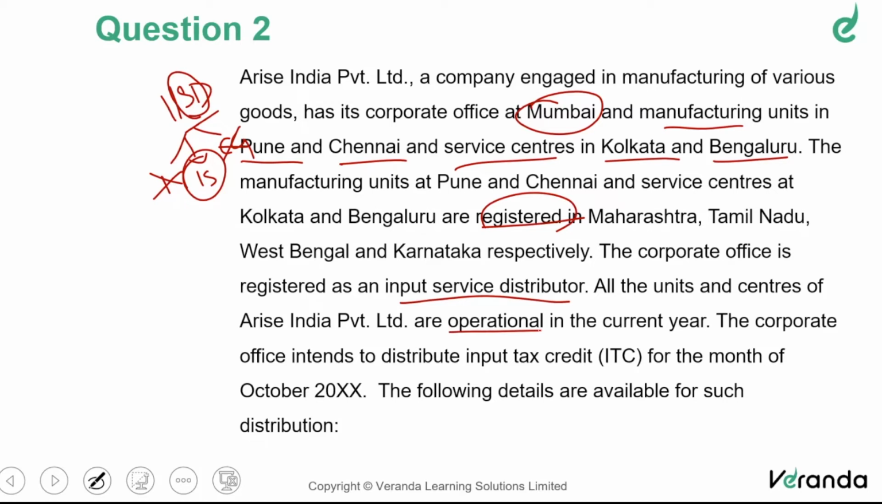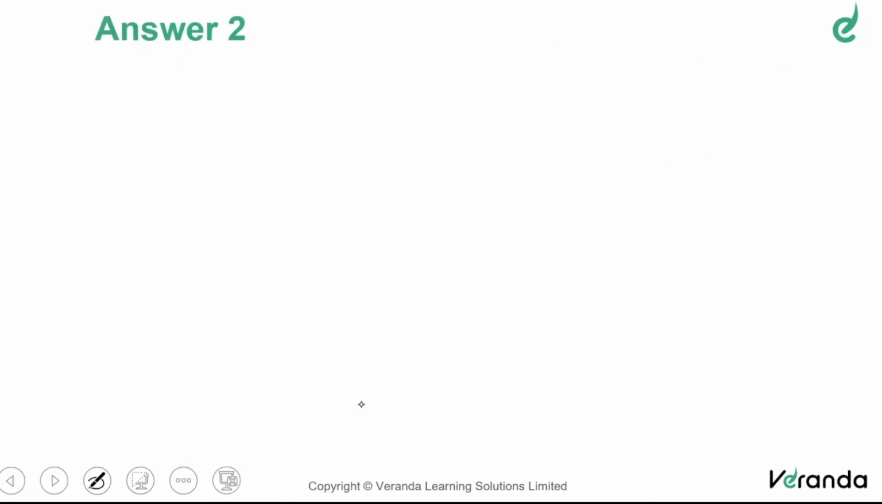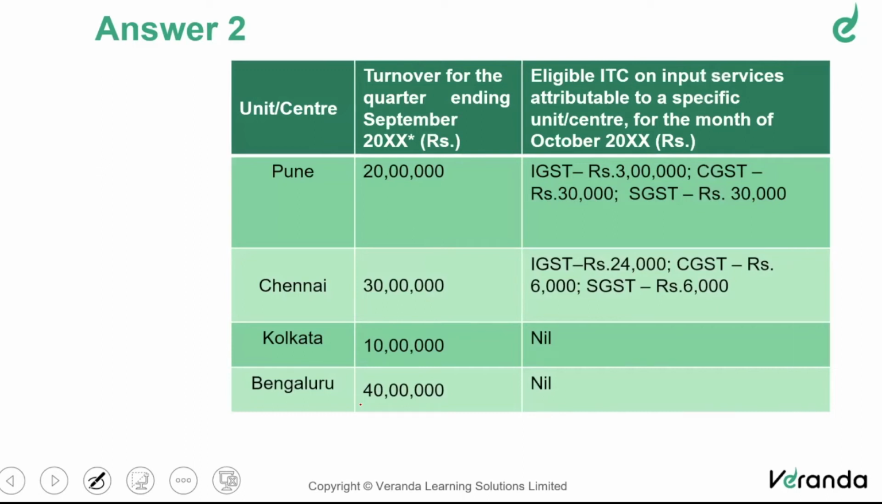The corporate office intends to distribute the ITC for the month of October. Following details are given. Pune, turnover is given. In column number 2, turnover is given. Turnover during the last month: 20 lakhs, 30 lakhs, 10 lakhs and 40 lakhs, total 1 crore.